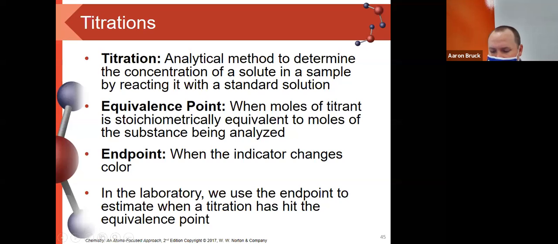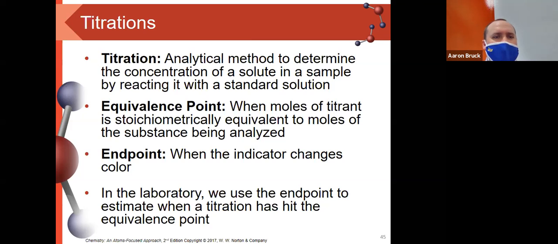Today, we're going to focus on chemical reactions again. And particularly relevant to this week, we're going to talk here about titrations. So hopefully from your lab, you already know a little bit about this. Titrations are analytical techniques where we use the concentration of a known sample to figure out the concentration of an unknown sample.